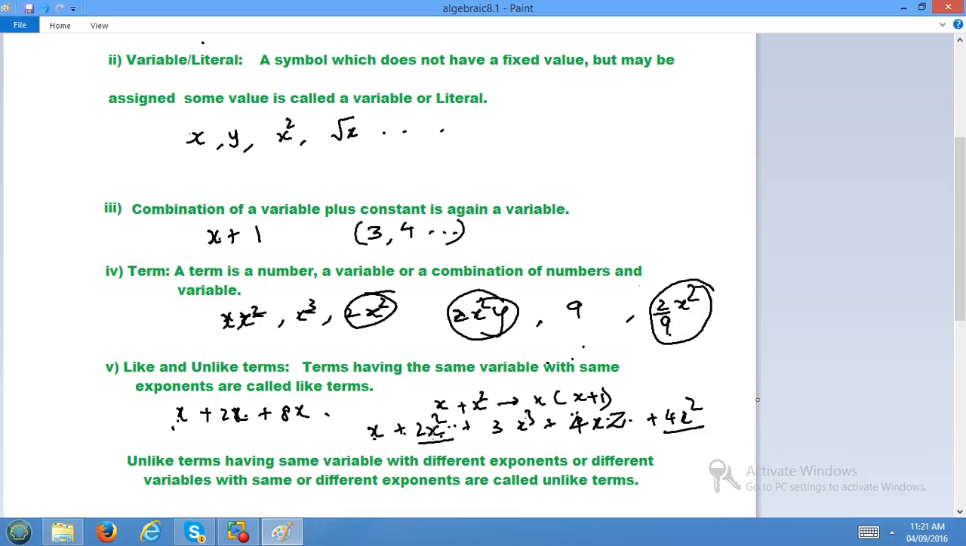X is a variable here, and x is a variable here. But the next term is x square. Here an exponent is there, square or cube. So even if there is x and 4x, these two we cannot add because another term with a different exponent is there. These are called unlike terms. So while adding, we have to remember that only like terms we can add.